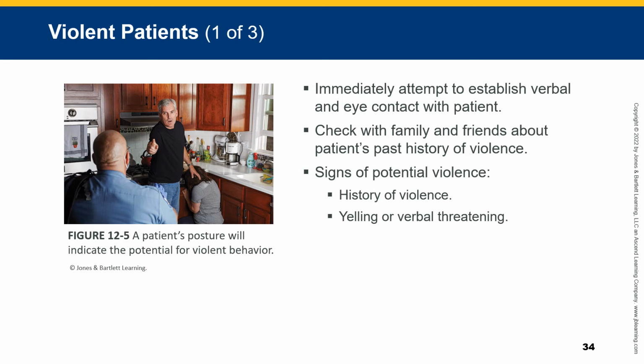We're going to move on now to violent patients. If you have a violent patient, immediately attempt to establish verbal and eye contact with that patient. This begins the process of establishing rapport. Check with family members and friends about the patient's past history of violence. And check for signs of potential violence, a history of violence, or yelling and verbal threatening.